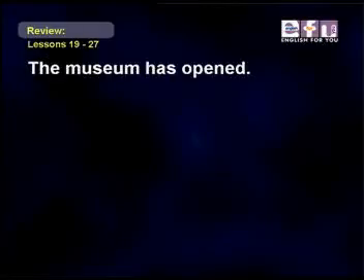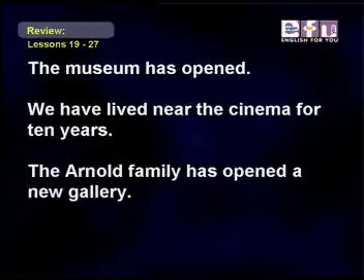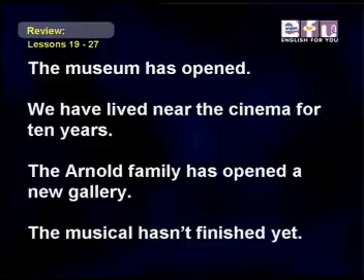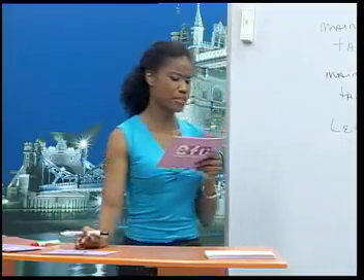Now let's review present perfect. Take a look at some sentences. The museum has opened. We have lived near the cinema for 10 years. The Arnold family has opened a new gallery. The musical hasn't finished yet. So the present perfect is used to express an activity that began at an unspecified time in the past. It began before now, and it has continued into the present. The activity may be repeated many times.